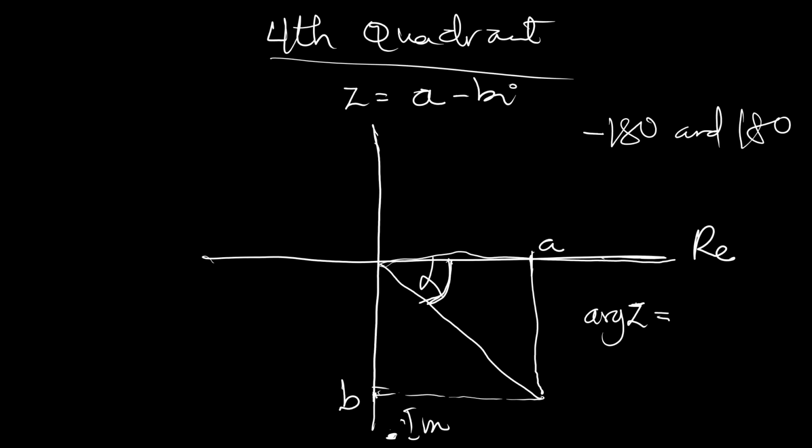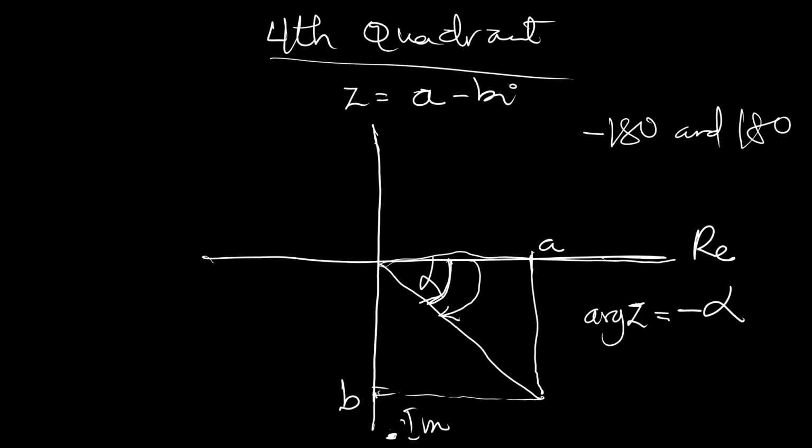Alright, so when you take it in the clockwise direction, you're going to get this distance from here up to here, which is alpha. But we were measuring it in the clockwise direction. So the argument is going to be negative alpha. Right. So that is the representation of the principal value of the arguments in the various quadrants.